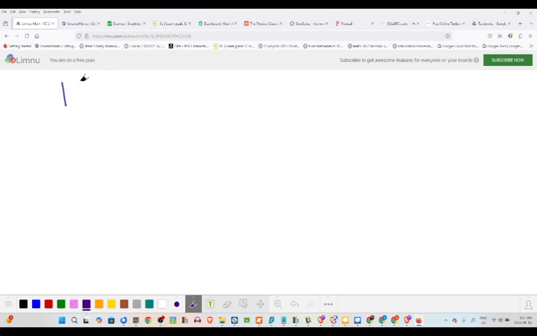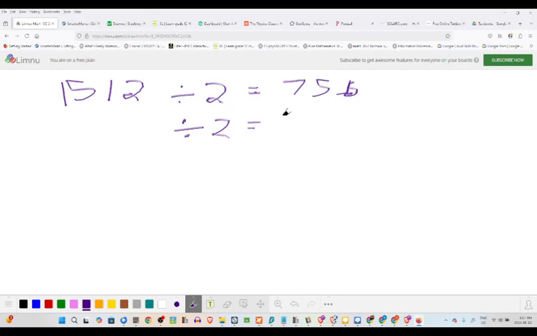So, 1512. If we divide it by 2, we get 756. Divide that by 2. 2 goes into 7 3 times. It goes into 15 7 times. It goes into 16 8 times. Another division by 2, that's 189. No longer even. We're done with the 2's.